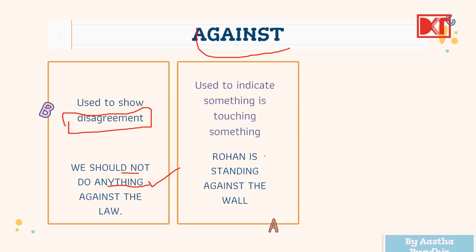Another usage could be used to indicate something is touching something. Like Rohan is standing against the wall. Now here is the wall. Suppose a boy is leaning on the wall, you can say he is standing against the wall. When something is touching something, right?